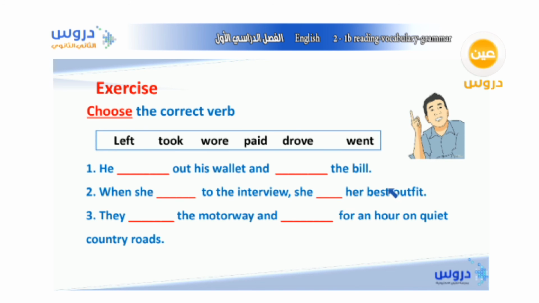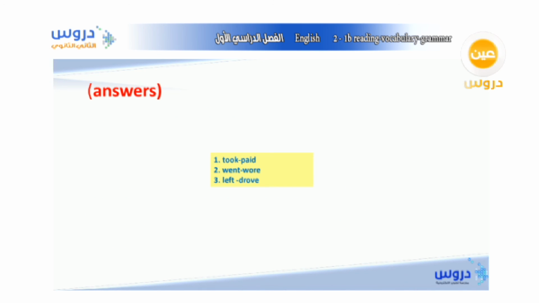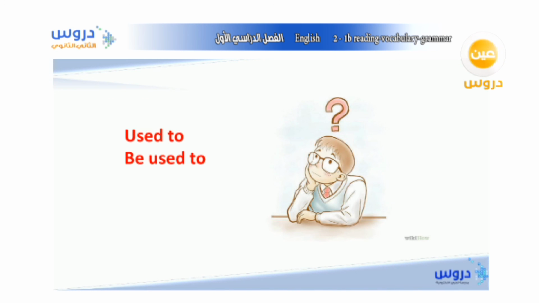Number 2, when she went to the interview, she wore her best outfit. And 3, they left the motorway and drove for an hour on a quiet country road. So these are the answers. These are all verbs in the past. So he took out his wallet and paid the bill, she went somewhere and wore different clothes, and they left and drove outside on a very beautiful country road.